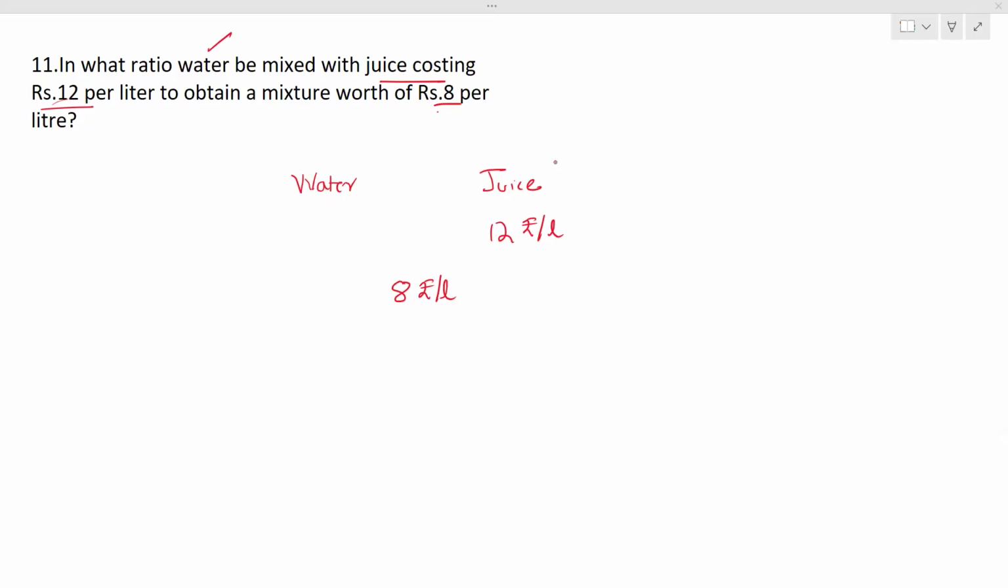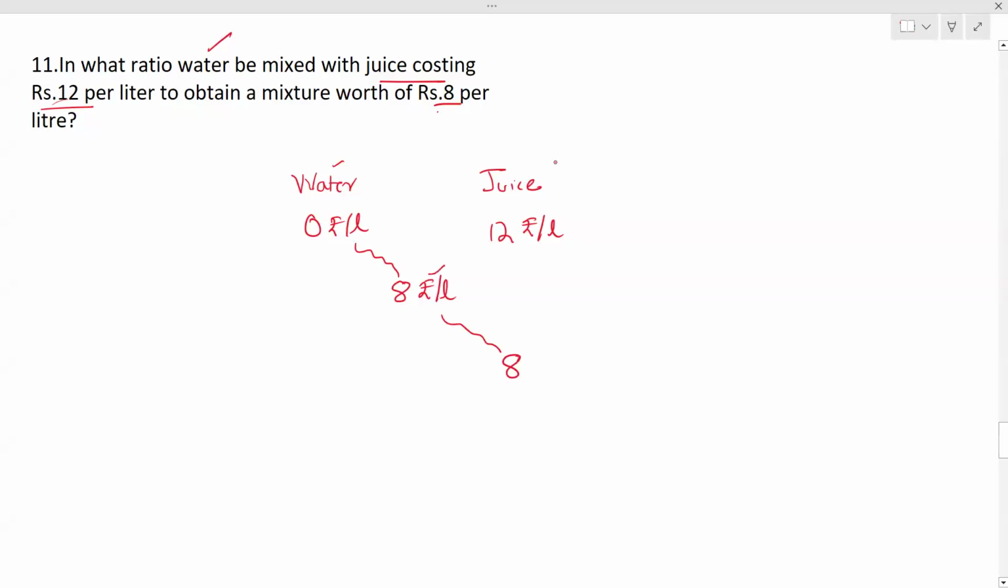The price of the water will be 0 rupees per liter. Any time, with any question, if you ever come across a question which says water and juice are being mixed and it doesn't mention the price of the water, please presume that the price of the water is 0 rupees per liter. When this is 0 rupees per liter, what is the difference between 0 and 8? The difference between 0 and 8 is 8.